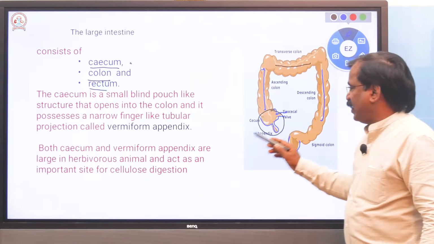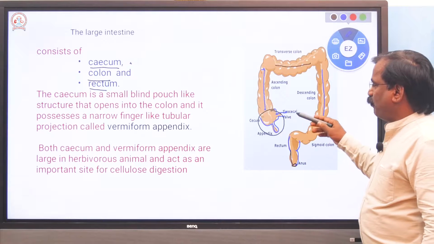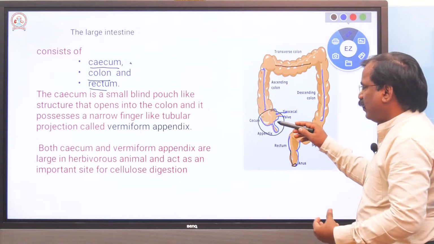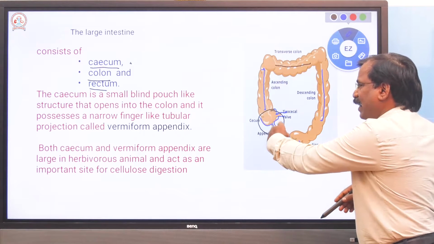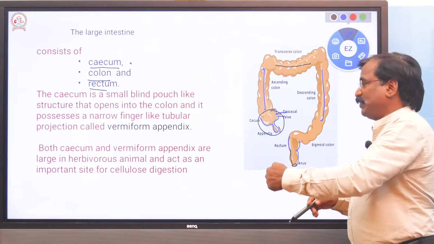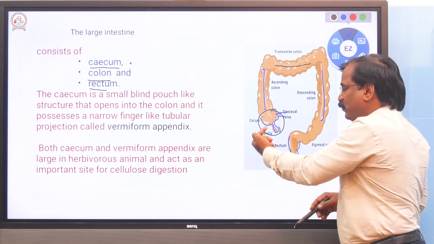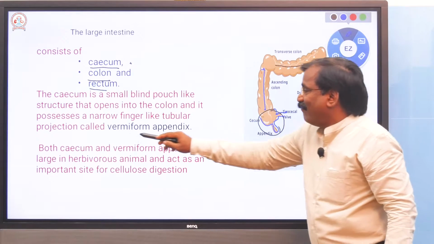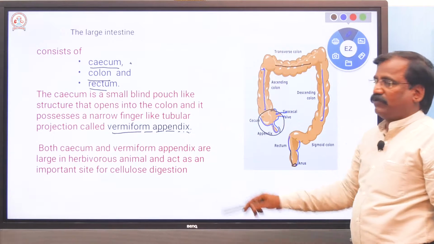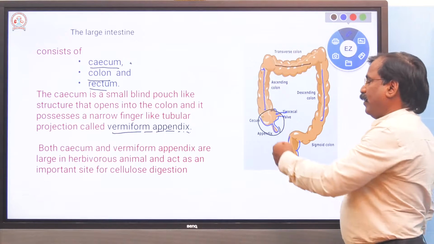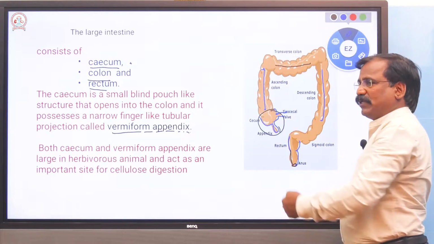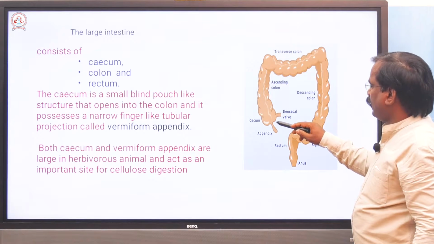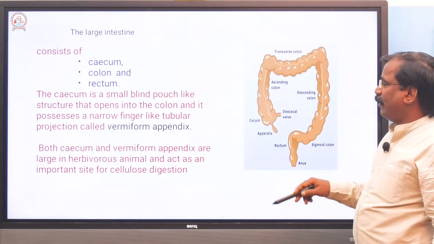The first is the cecum, the junction of the small and large intestine. In that sac-like cecum, a small finger-like projection is there, that is called the vermiform appendix. A narrow finger-like projection.